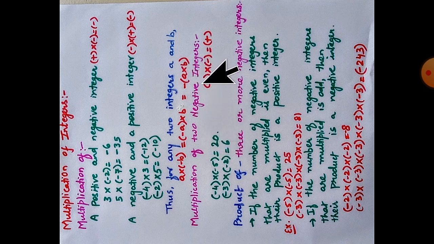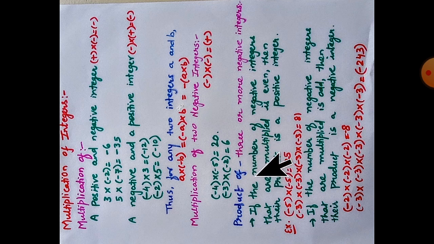Multiplication of two negative integers, that is minus into minus will be plus. So let us see the examples. Minus 4 into minus 5. 4 5s are 20 and minus minus will be plus, so plus 20. Minus 3 into minus 2, that is 3 2s are 6 and minus minus will be plus, so plus 6.